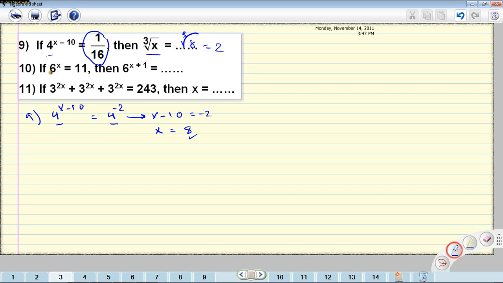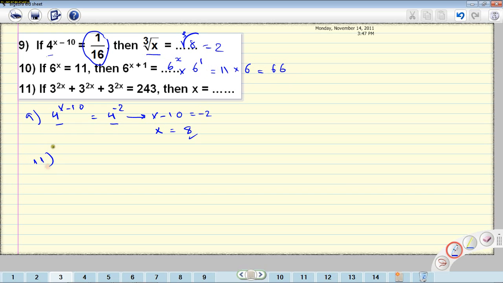Number 10, 6 to the power of x equals 11, then 6 to the power of x plus 1, simply it's 6 to the power of x multiplied by 6 to the power of 1. And 6 to the power of x is 11, times 6 to the power of 1, which is 6. The answer is 66.